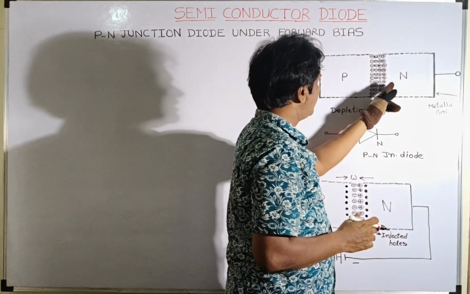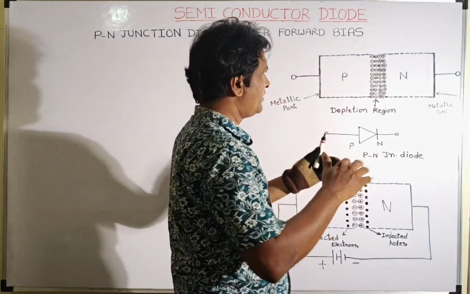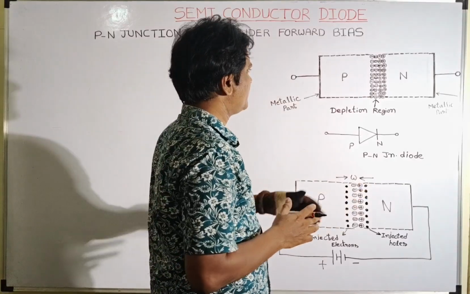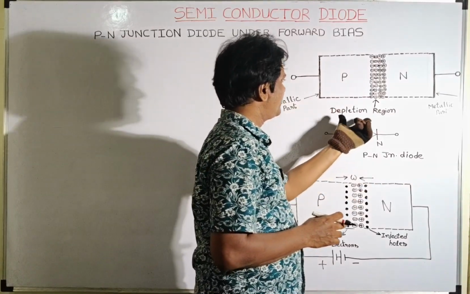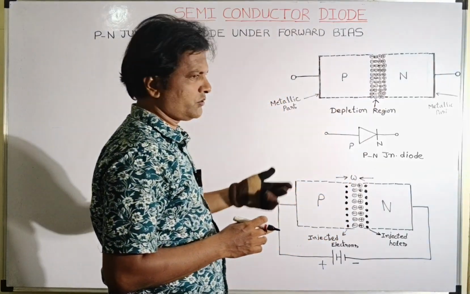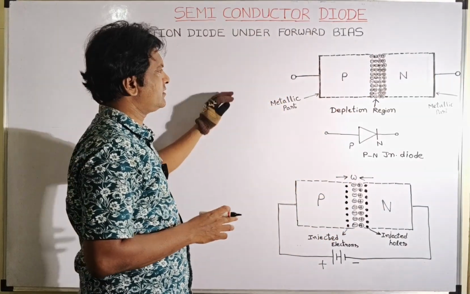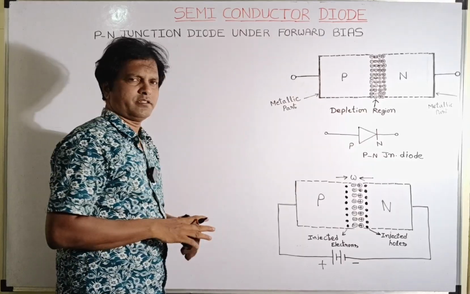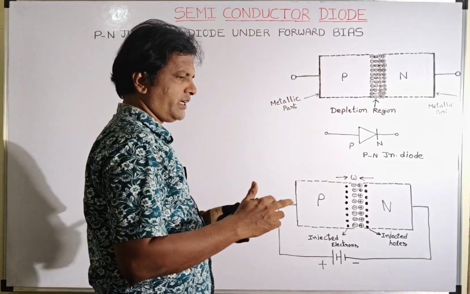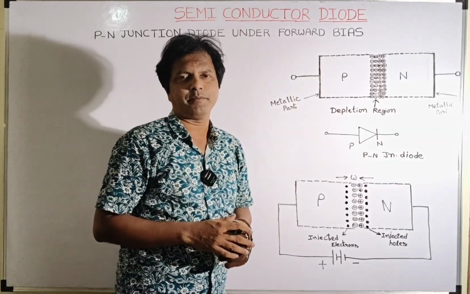So there is a potential which will stop the further movement of holes and electrons, that is called barrier potential. So depletion region and barrier potential, these two are the important definitions in this concept. And now we come to the point, when we apply external voltage, what happens?